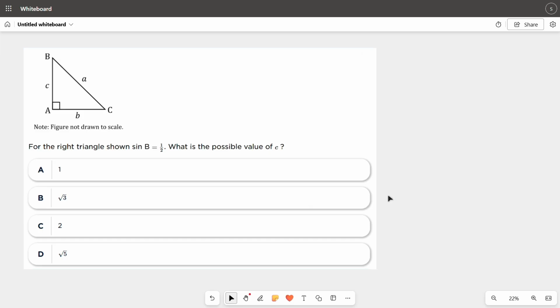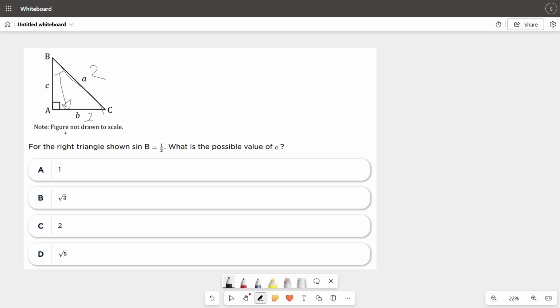For the right triangle shown, sin B equals 1/2. What is the possible value of C? Okay, so since sin of B is 1/2, that means opposite over hypotenuse. So the opposite would be B, so that's 1 over the hypotenuse, which is A, so this would be 2.